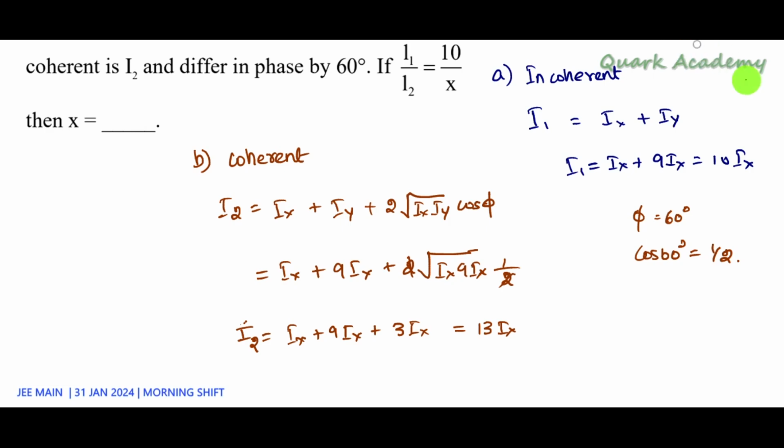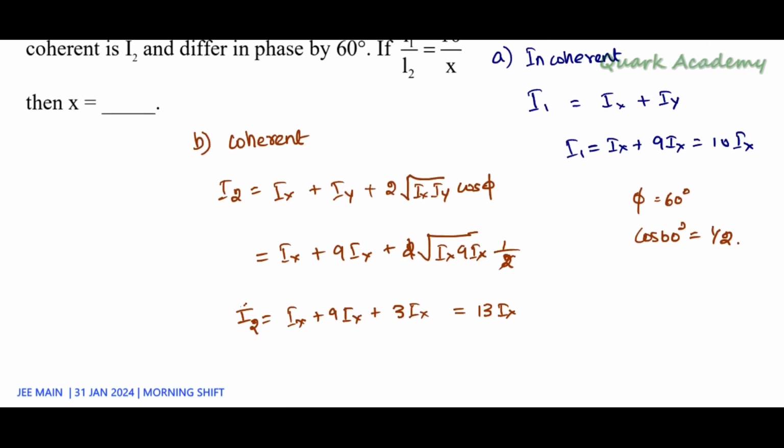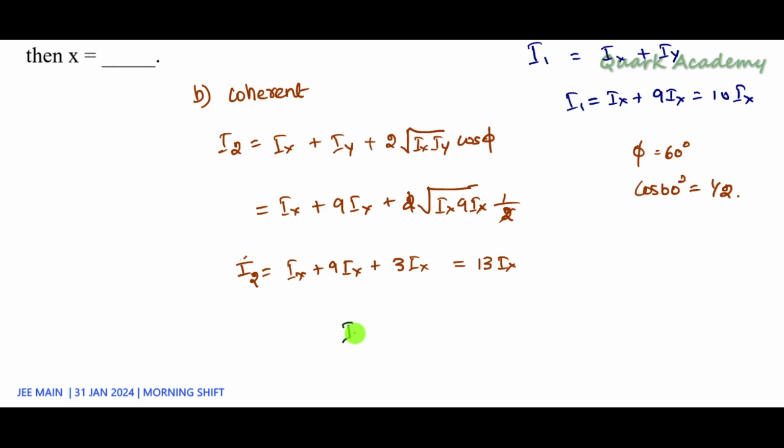So we want I1 by I2, which is 10 by X. In our case, we got I1 equal to 10Ix and I2 equal to 13Ix. This Ix will get cancelled. We are left with 10 by 13. So when we compare with this one, the X is going to be 13.